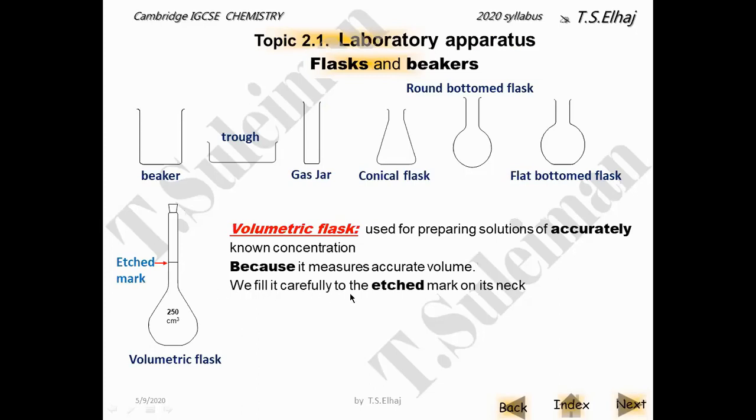We fill it to the etched mark on its neck. When we fill to the etched mark, it means that the volume inside the volumetric flask equals the label on it. Like the one on this diagram, it is labeled with 250 centimeter cube. So till the etched mark, the volume will be 250 centimeter cube. Its available measures start from 50 centimeter cube, 100, 250, 500 centimeter cube, and 1000 centimeter cube.